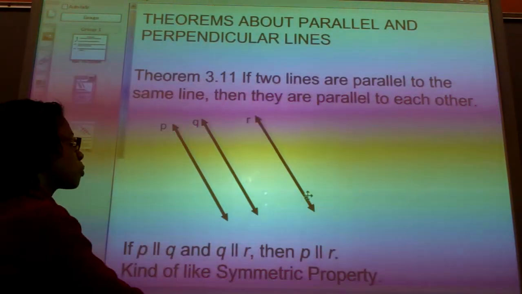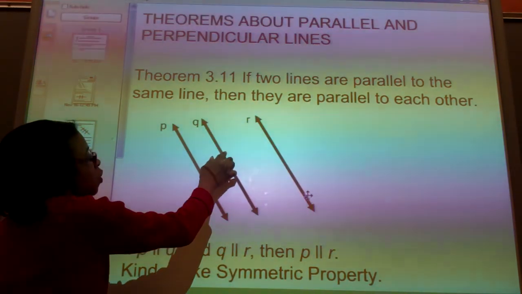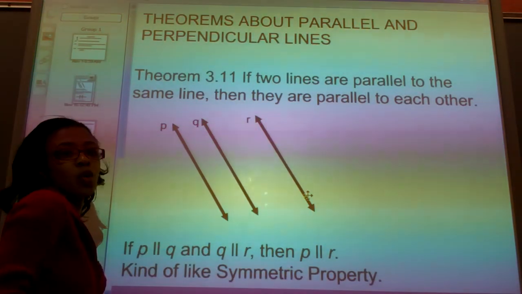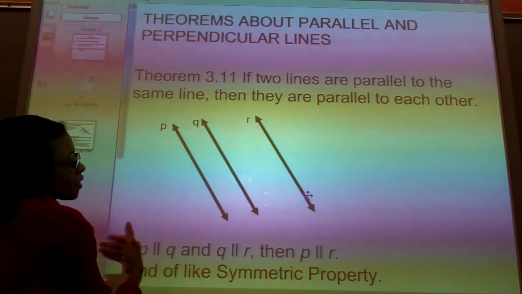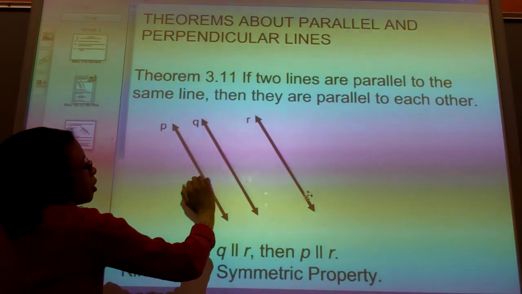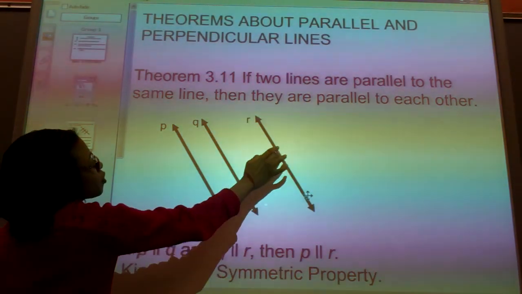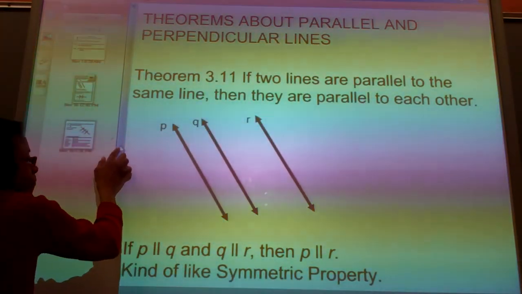The symmetric property of equality, remember, if the first is equivalent to the second, and the second is equivalent to the third, that means the first and third must be equivalent to one another. So if the first and second are parallel, P and Q, and then the second and third, Q is parallel to R, that means that the first and third must be parallel. P must be parallel to R.